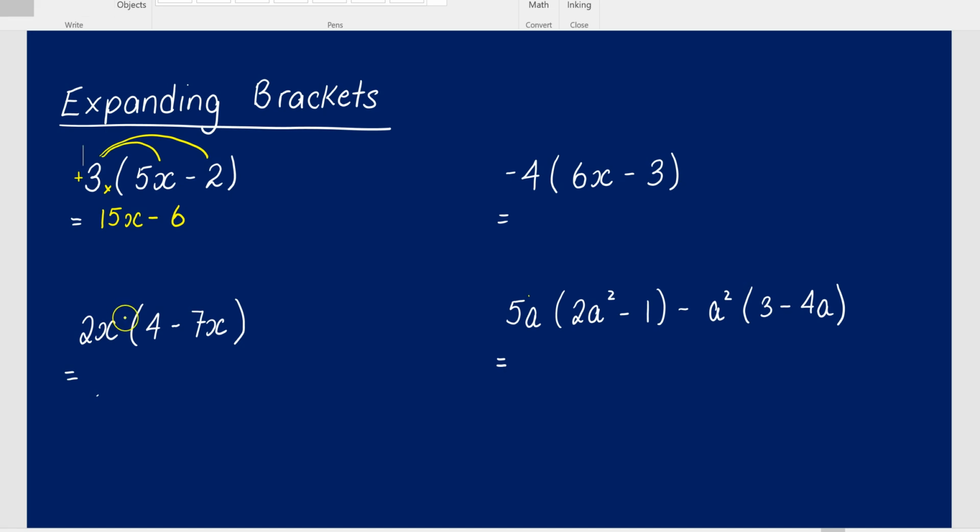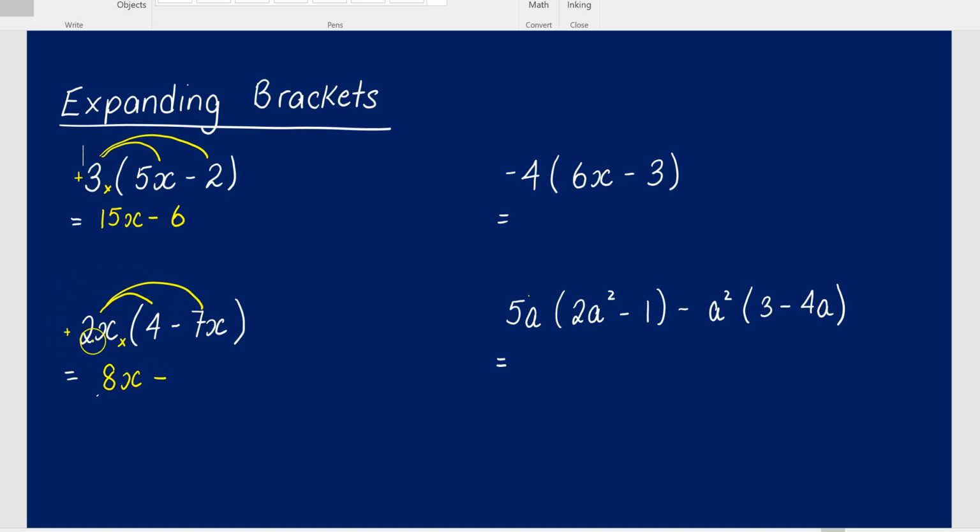On to the next one, same thing, there's a times in between, so nothing new. We times everything in the bracket now by 2x, not just 2, but 2x. So 2x times 4, 2 4s are 8, and we pop the x there. Same as that, there's no sign in front, so we know that that's a positive. A positive times a negative is a negative.